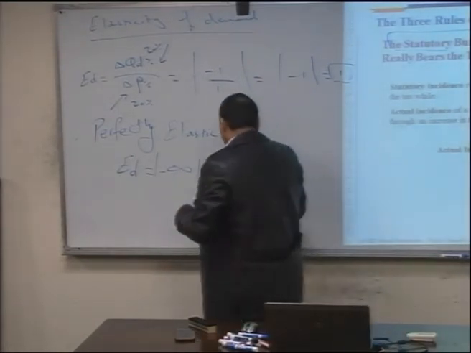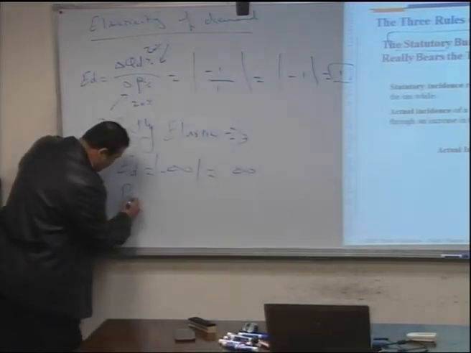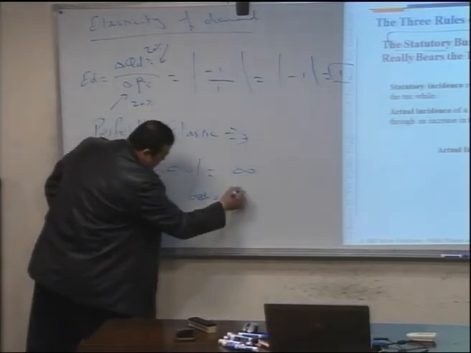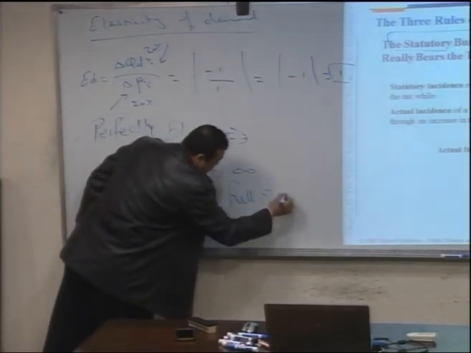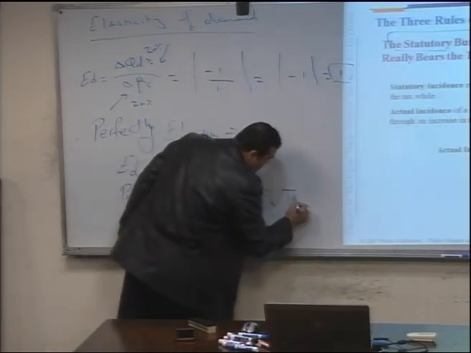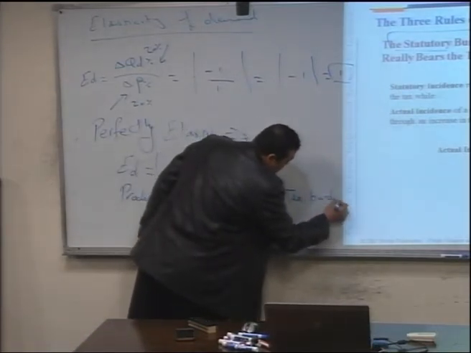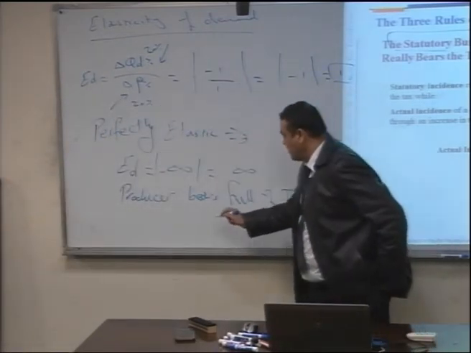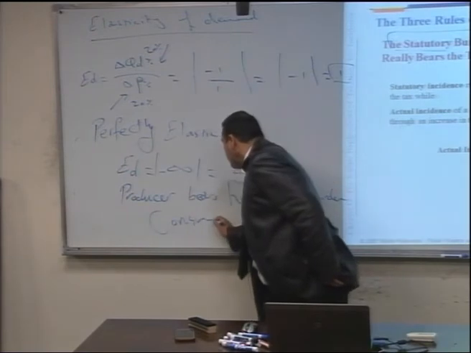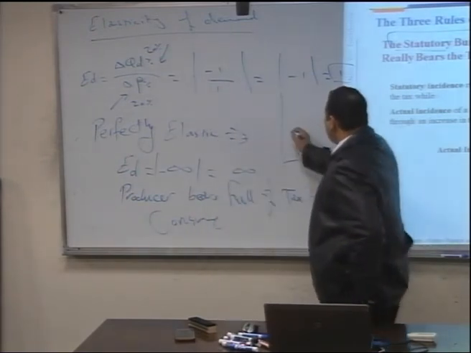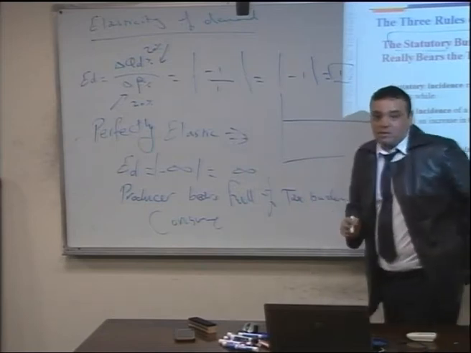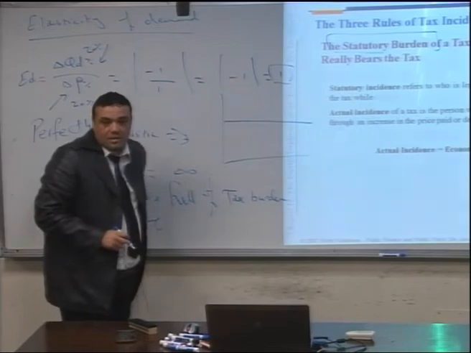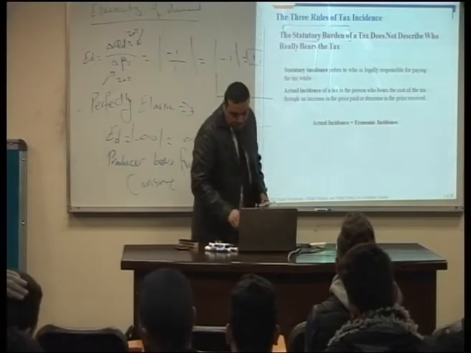So the producer here bears the full of tax incidence. طب الكونسيومر قديش بشيل؟ زيرو. الكونسيومر زيرو. والديماند is perfectly will be horizontal line flat. تمام؟ نشوف الاناليسيس هيك.